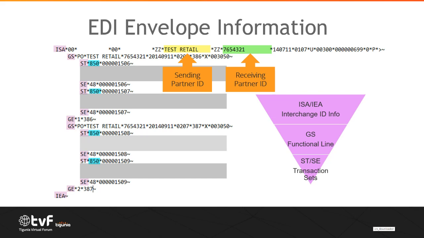Remember on the previous slide, I was mentioning that the 850 was the order document number. So here we can see by ST 850 that this is a transaction set for the 850. If I look at SE, which stops the envelope for that specific order, it says 48. I know, because I've been doing this for so long, that means there are 48 segments between the ST and the SE, including the ST and the SE.